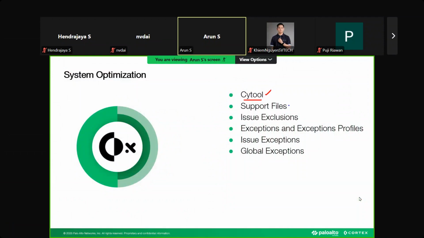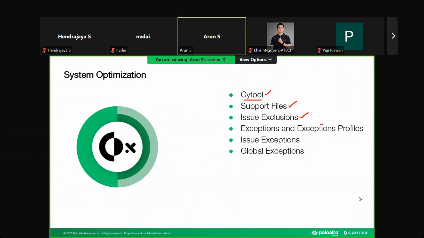Then we'll talk about the support files, how to generate the support files, both on your endpoint side as well as your console. If you are facing any issues, we'll be generating support files and giving them to the support team. Then we'll talk about the exclusions. Exclusion means we don't want the noise. We don't want the issues to show up in our management console, but the protection should be there. Just the noise, that is the alerts or issues, should not be there. So we'll talk about exclusions.